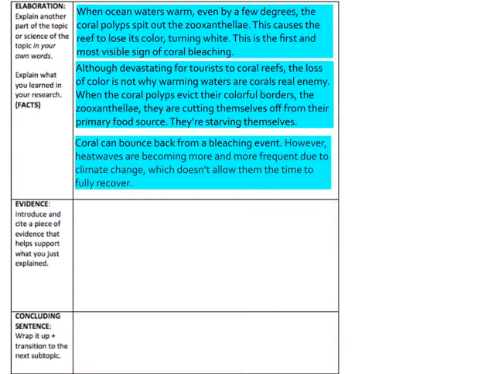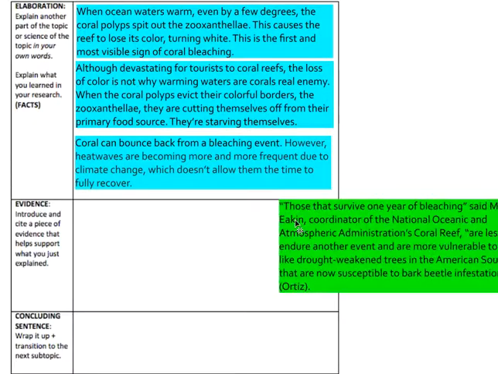So I'm moving in to talk about how even though coral may be able to come back to life after a bleaching event, because of climate change, they just can't get over it. They can't recover after all of the different heat waves. So now I'm going to move into evidence. I'm going to choose a second piece of evidence that's going to help me talk about what I just talked about in my elaboration. It's going to help me support that.